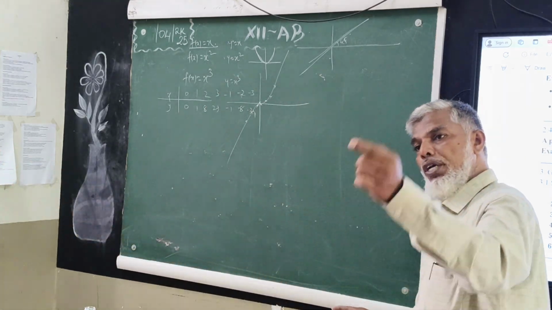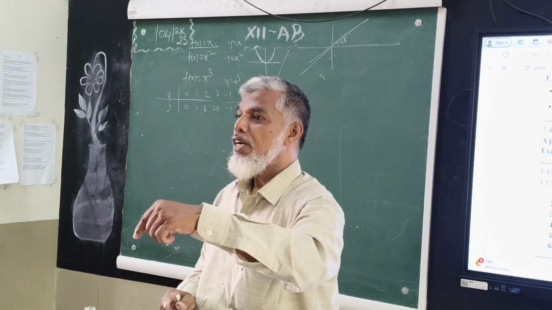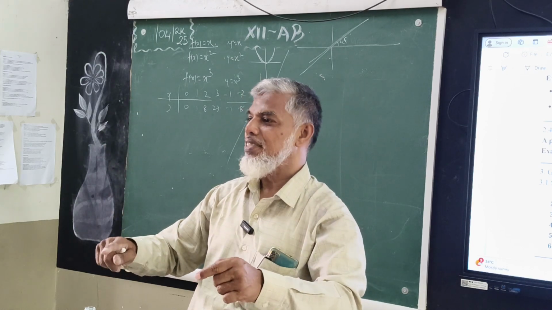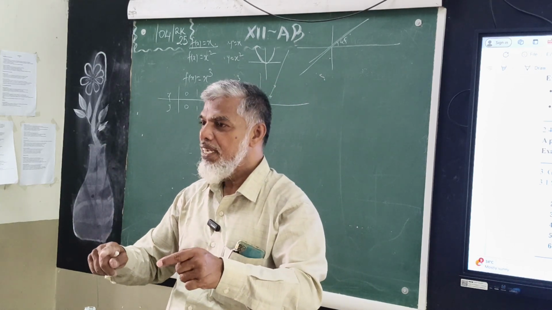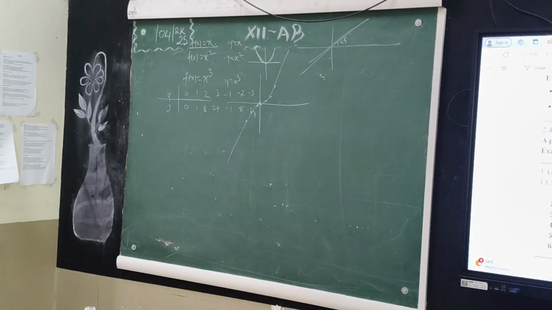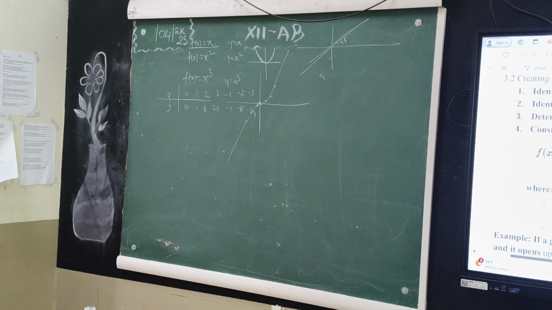Why do we require a turning point? To find the maximum value or a minimum value, we require a turning point. So that's why turning points are important. How to find the turning points? Find dy by dx and put it equal to 0. Identify the curve. So this is repeated.